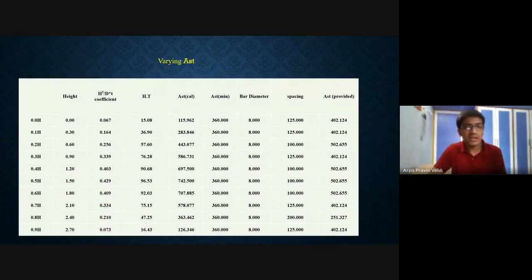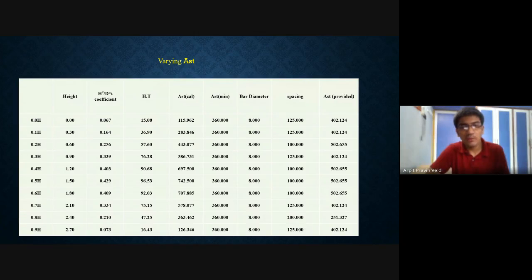Then this is the table which I made for varying AST. It is made for each and every height given in IS 3370 part 4. First, we will look at the third column, that is h square by dt coefficient. Then from that we have calculated the hoop tension respectively for each and every wall. Then we calculated AST, which is calculated by hoop tension by sigma ST.